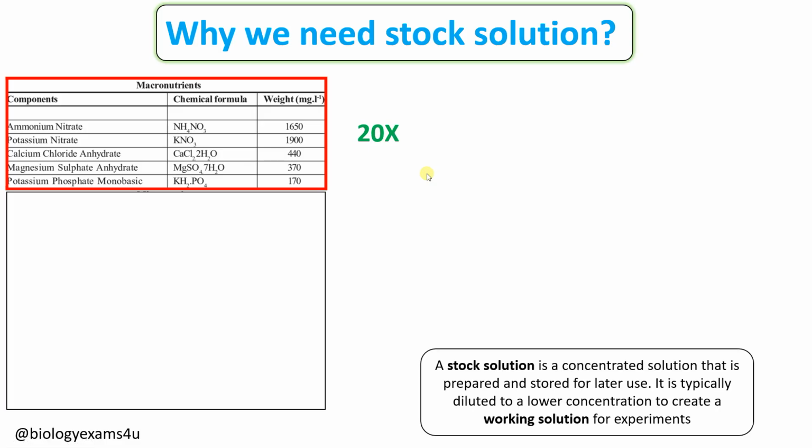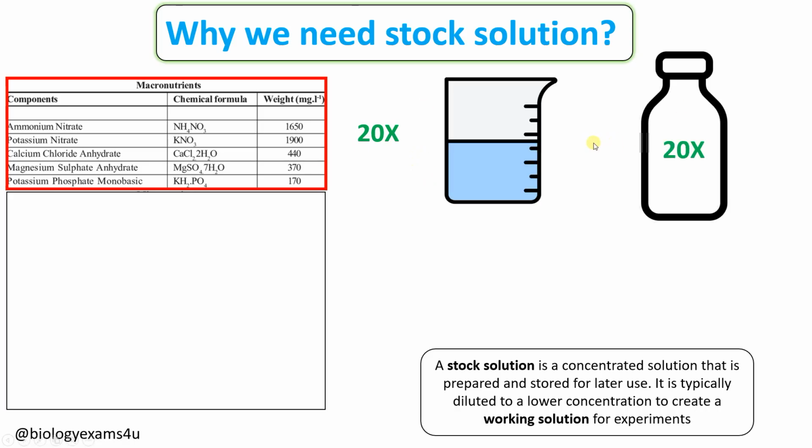A stock solution is a concentrated solution that is prepared and stored for later use. We will be diluting it to a lower concentration to create a working solution for further experiments. So we have a 20x stock solution of macronutrients of the MS medium. The advantage of having a stock solution is it saves time.